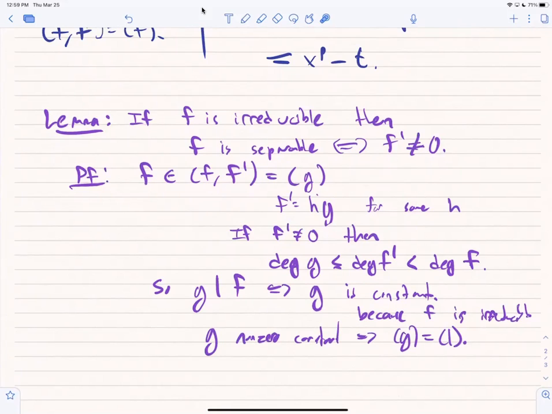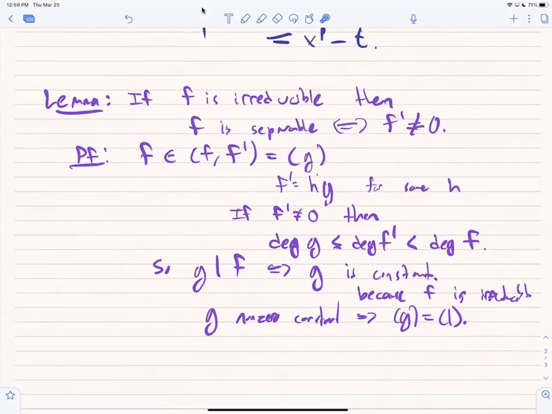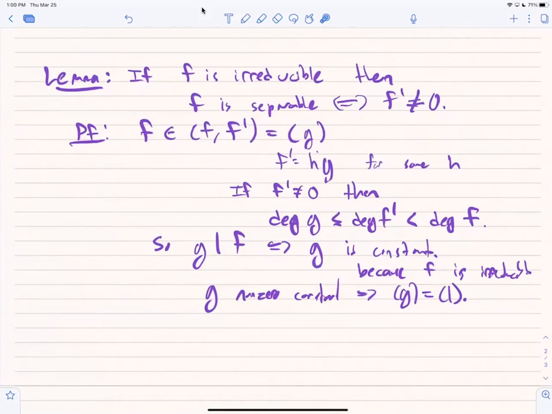I mean, if F is separable, then the ideal generated by F and F prime is equal to 1. It's not even running backwards. So if F is separable, the ideal generated by F and F prime is the trivial ideal. That means F prime can't have been 0, because otherwise the ideal would just be the ideal generated by F. Okay. Other direction easy.